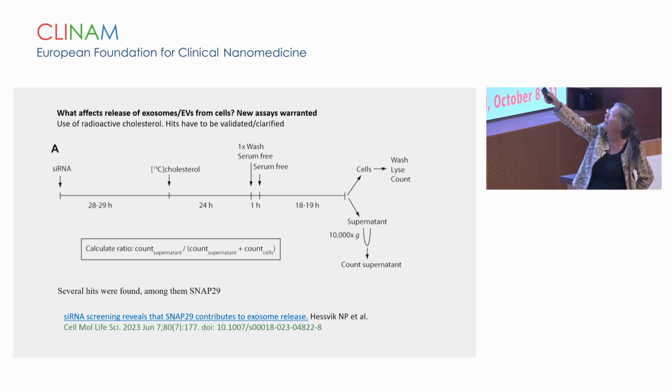If you look at the timeline down there, one can, for instance, incubate cells with siRNA, then add radioactive cholesterol, wash away that, and at some time point later, look at released radioactivity in order to get an idea about release of exosomes. And we used this method and found several hits, among them SNAP29 as a SNARE molecule. And this was published now in June in Cellular and Molecular Life Sciences, and the title is siRNA Screening Reveals SNAP29 Contributes to Exosome Release. And we did some studies of that, but I don't have time to go into that.